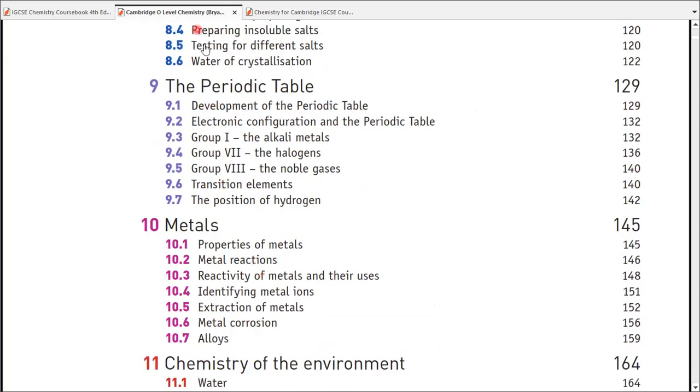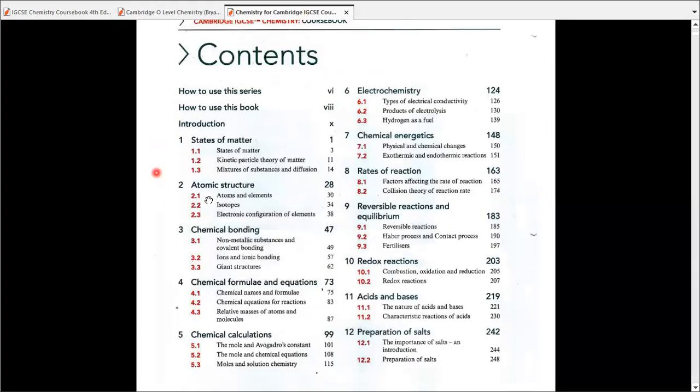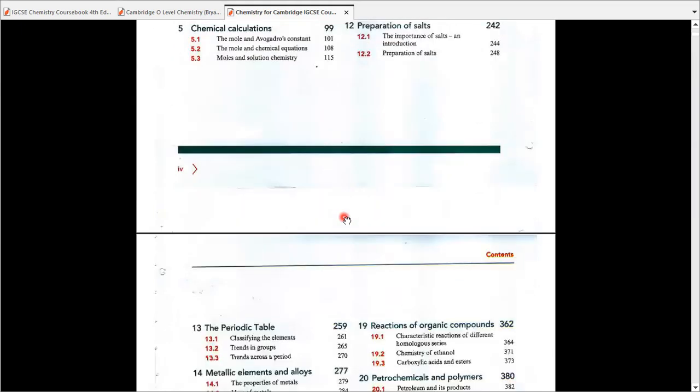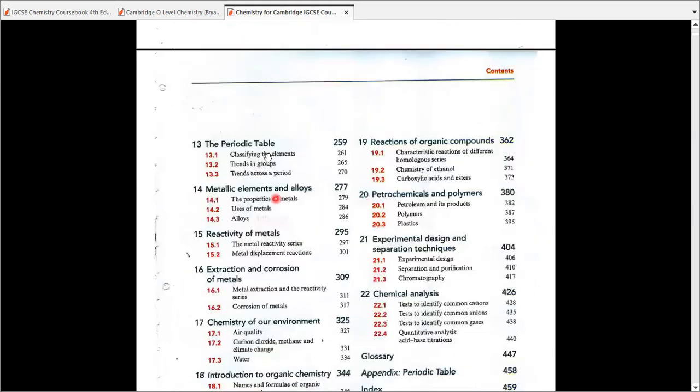If I talk about MOIS in specific, then your content page looks like this. I'd be covering chapter 1, states of matter, and chapter 2, the atomic structure, completely. Since your new book looks like ours, you'd find the periodic table somewhere here in chapter 13. So I'm going to finish up the entire chapter 13 for you.